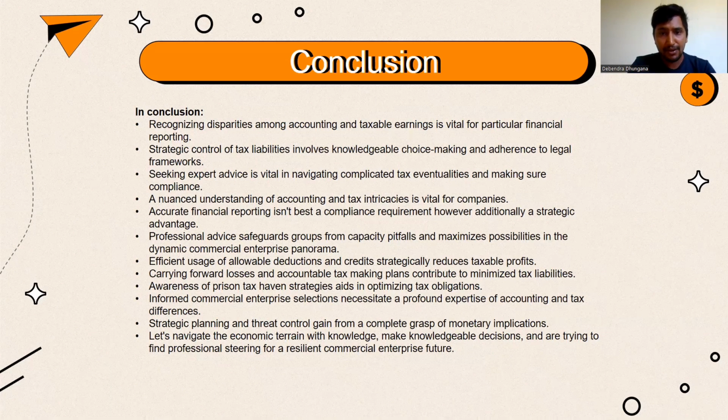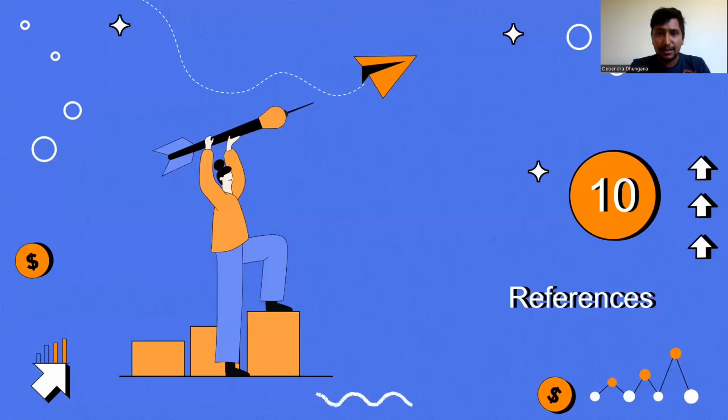Strategic planning and risk management gain from a complete grasp of accounting norms. Let's navigate the economic trends with knowledge, make knowledgeable decisions, and seek professional guidance for a resilient business future. These are some references we used for our group assessment.